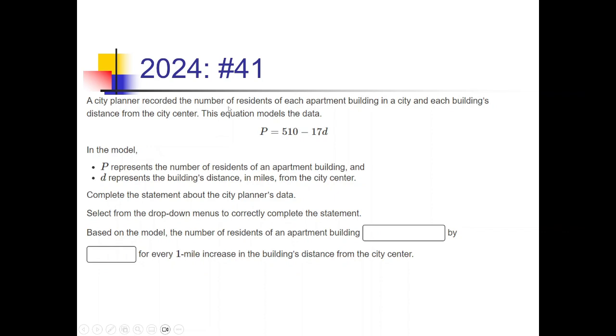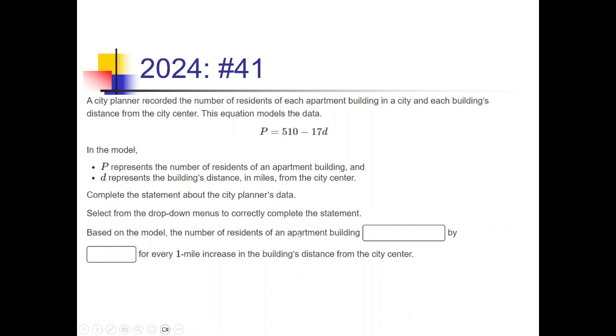This is saying the number of people in a building equals 510 minus 17 times the number of miles from the city center. So because this is a negative 17 times D, basically as D increases, as you get farther from the city center, the number of people in apartment buildings is going down, which makes sense. The further away you get from the center of the city, the more spread out your population is going to become. So they want us to complete a couple statements here about this.